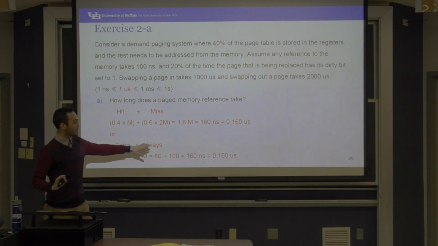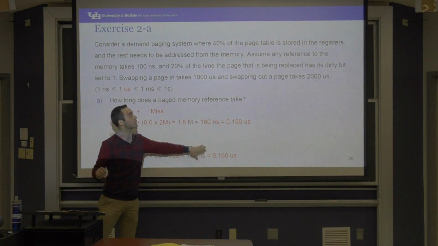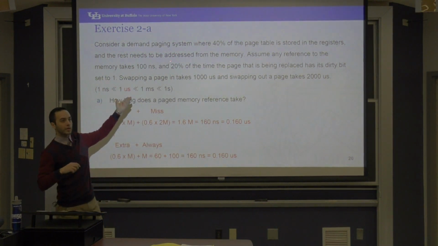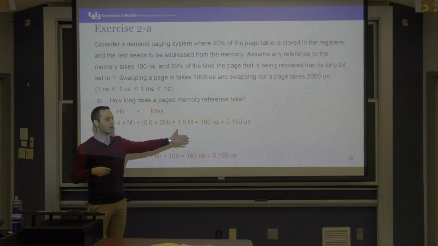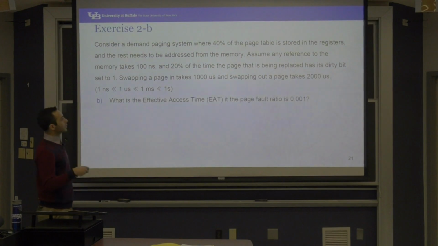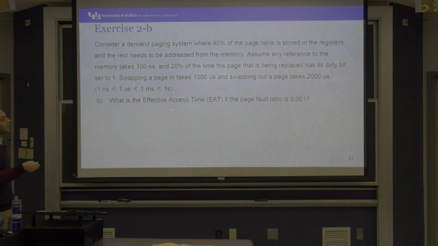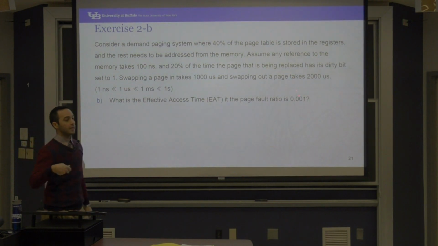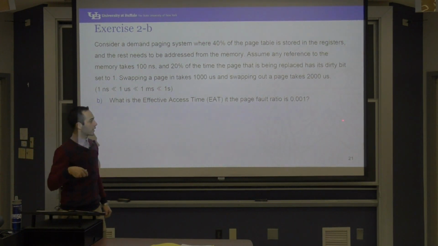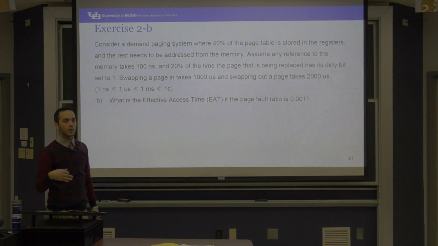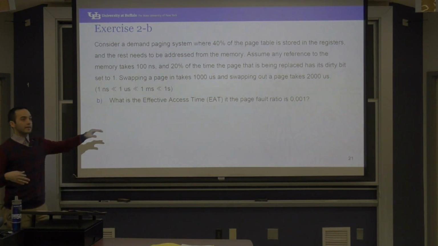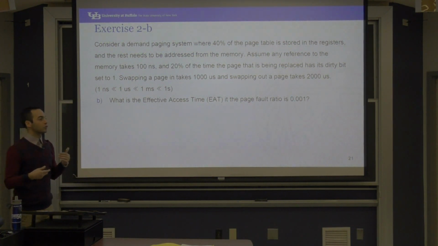Now consider this as the effective access time to memory, instead of a physical limitation of 100 nanoseconds. On average, you take 160 nanoseconds. So now we're talking about demand paging. What is the EAT if the page fault rate is 1 over 1,000? This is now talking about demand paging and swapping out and swapping in, right?